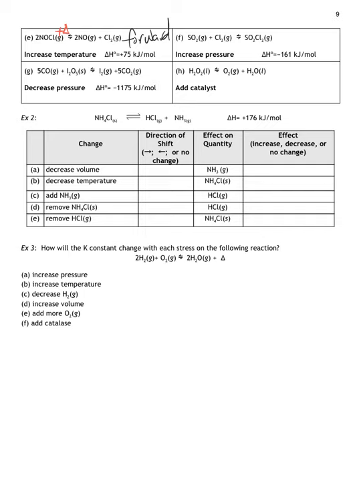In F, I'm increasing pressure, which is another way of saying I'm decreasing volume. So if I'm looking at volume and pressure, I'm looking at the moles of gases on the reactant side and the product side. I have 2 moles of gases here, and then I have 1 mole of gas on the product side.